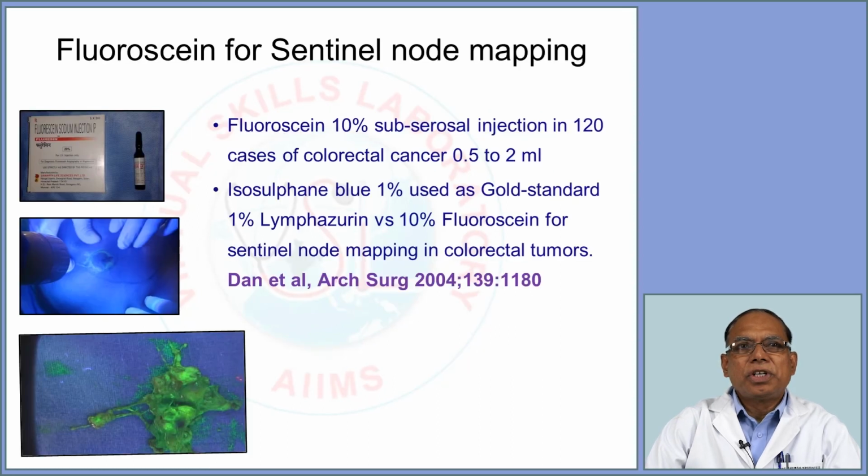Fluorescein sodium solution was used to identify the sentinel nodes. At this time, there was only one study reporting the role of fluorescein sodium in sentinel node mapping for patients with colorectal cancers. A group of workers in Michigan State University led by Dan et al. had performed an initial study on 120 patients with colorectal cancer, and they had shown that fluorescein sodium could actually replace the gold standard being used at that time, that is lymphazurin and isosulfan blue.